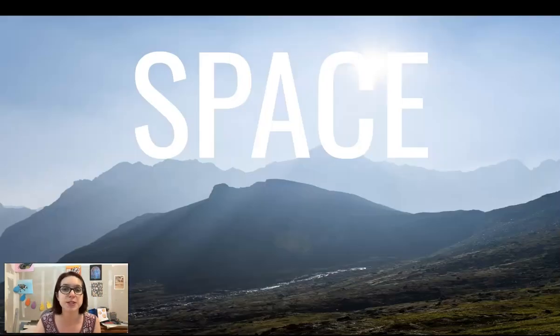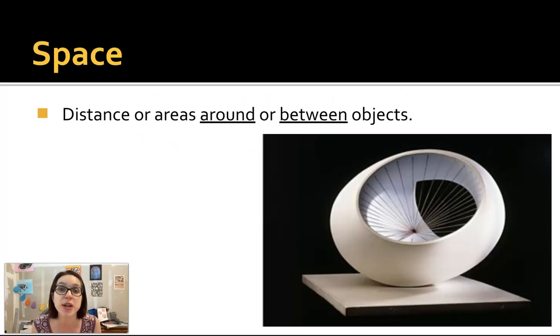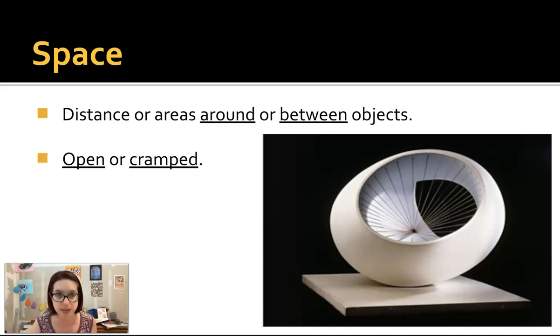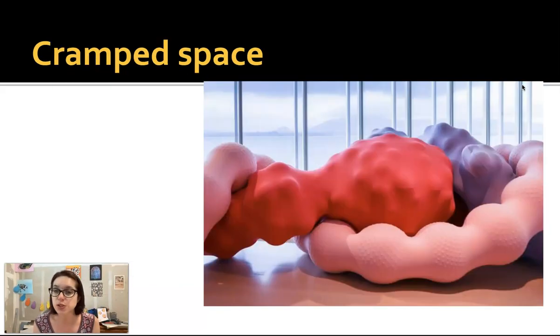Our last word is space. We're not talking about outer space though. So in art, space is the distance or areas around or between objects. So there might be various objects in a sculpture. We think about what is the space around that. We can talk about space of it being open or cramped. So these are some sculptural examples that use open space. And this sculpture here, which is contained in a room, demonstrates cramped space.